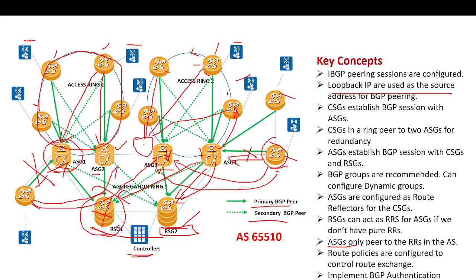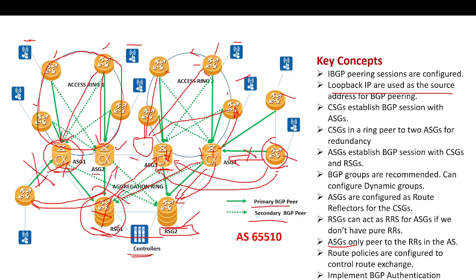In that case, do you still need to deploy ASGs on the network if you have a route reflector replacing the function of the ASGs? Many times the ASGs will be the route reflector. I've never seen a setup where we have separate route reflectors in the access rings. So you may deploy them as the route reflectors, but still they will be the ASGs.